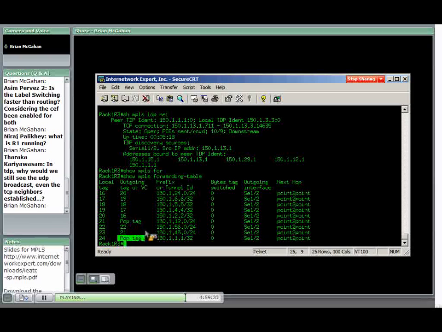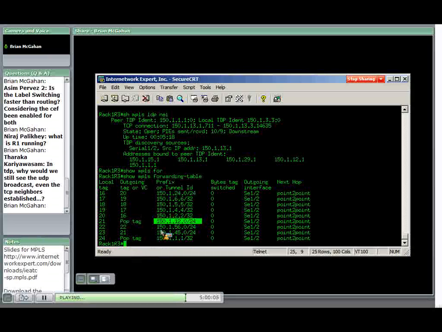Okay, so once we have the adjacencies up, the next thing we're going to look at is the show MPLS forwarding table output. The forwarding table is going to show us our IP version 4 to label mapping. So we can see we have local labels here. These are the label values that we are going to receive.